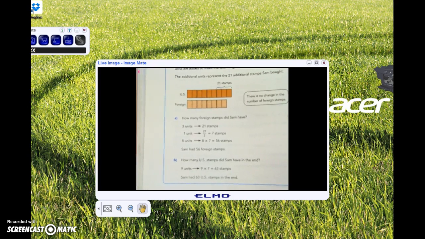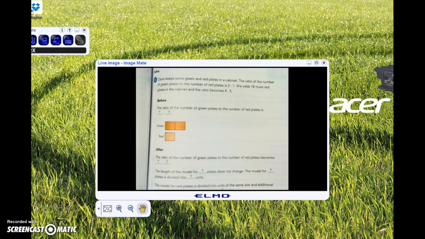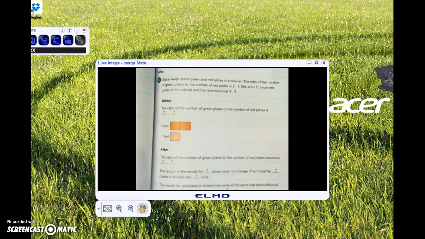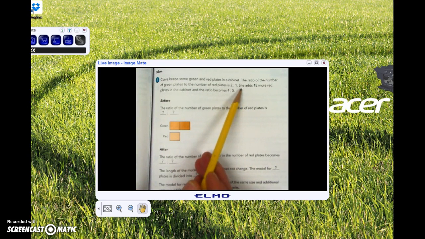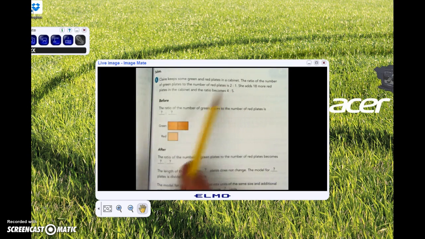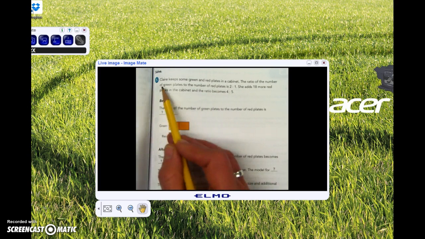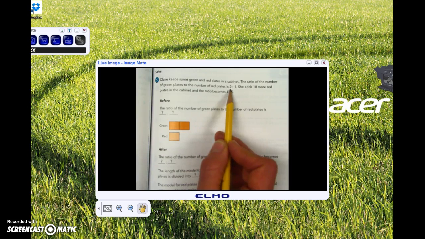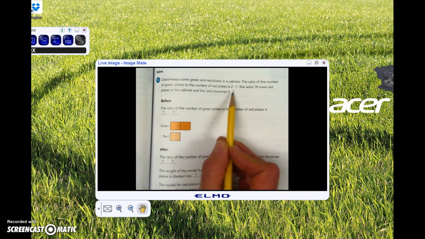You just do the same process, but you're going to do it for our guided practice problem. Just remember, the first thing you need to do is figure out, for our guided practice problem, they give you one ratio first, and then they change that ratio. Out of these two ratios, what one of these numbers do both of these ratios have in common? So this is saying green and red plates. This is going to talk about the number of green plates to the number of red plates, adds 18 more red plates to the cabinet, and the ratio becomes 4 to 5.